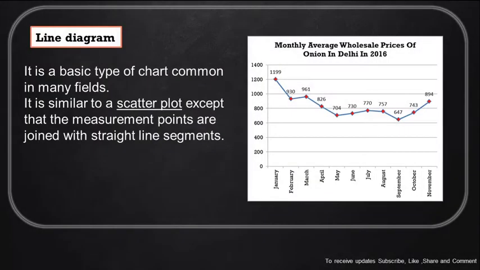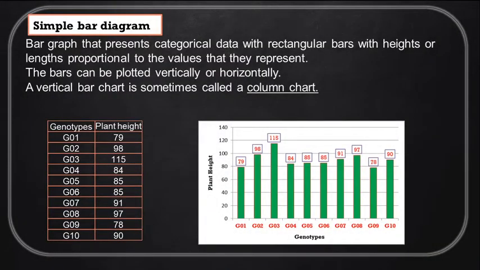It is mostly used for seeing the trend. You can see over a month, over a year, what is the trend. Next is the simple bar diagram. Here the bar represents the categorical data with rectangular bars. Each bar has its height and it represents the particular category. Bars are plotted either vertically or horizontally. So, this bar is vertical. We can also draw a horizontal bar. The vertical bar chart is sometimes called a column chart.